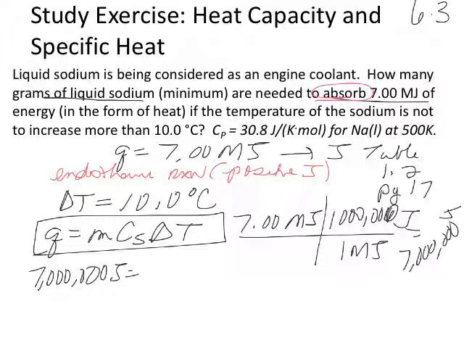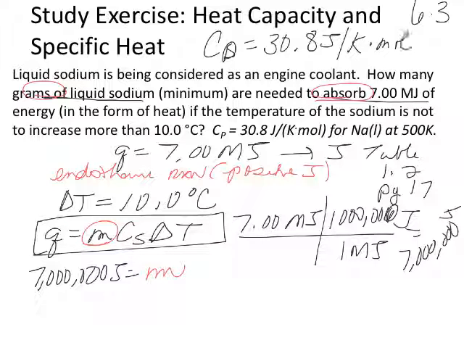We're going to be solving for what? Grams. So we're going to be solving for mass. Where do we get our specific heat? CS. You need to look at the table or the appendix. Oh, they give it to you right here. CP. Not sure why that's P, but maybe it's a different pressure. So 30.8 joules per Kelvin per mole.